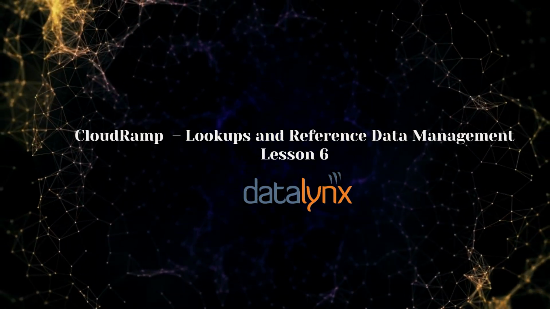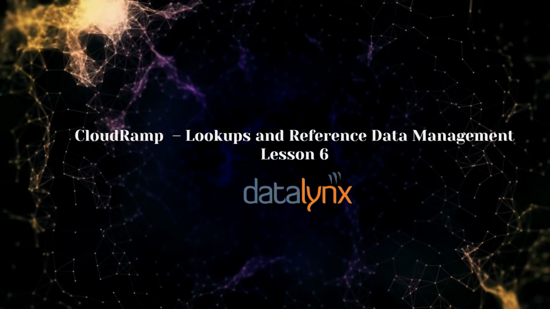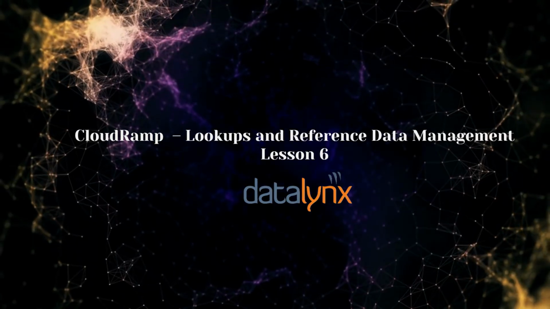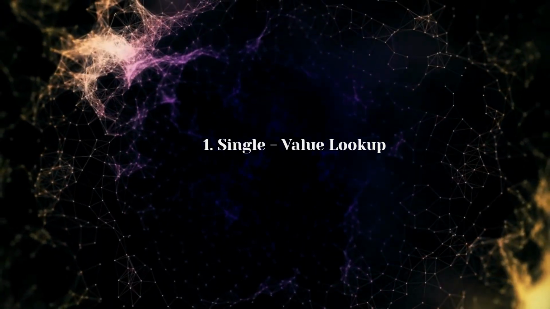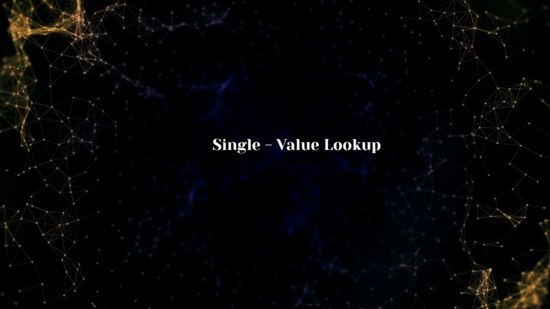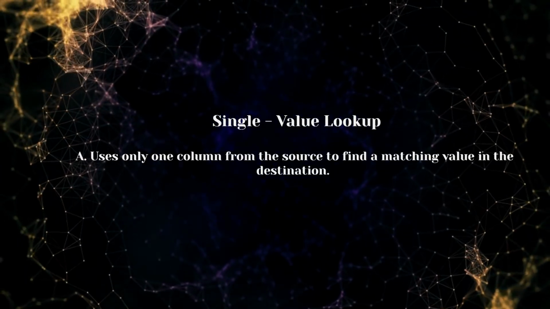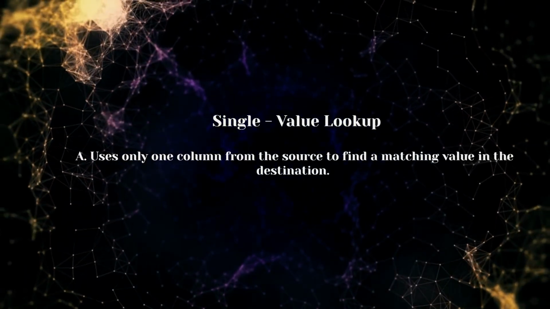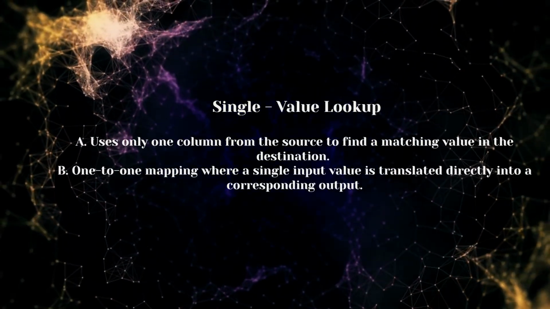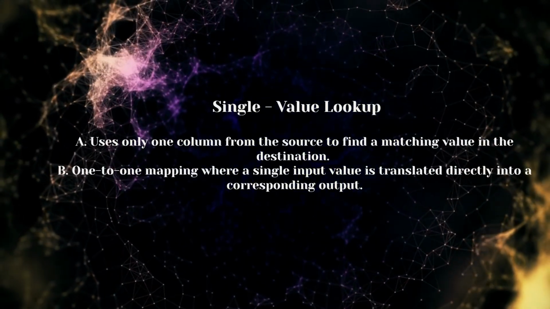In this video, we'll walk you through the process of lookups and reference data mapping. CloudRamp has two kinds of lookup, single-value lookup and multi-value lookup. Single-value lookup: this type of lookup uses only one column from the source to find a matching value in the destination. It works on a one-to-one mapping where a single input value is translated directly into a corresponding output.